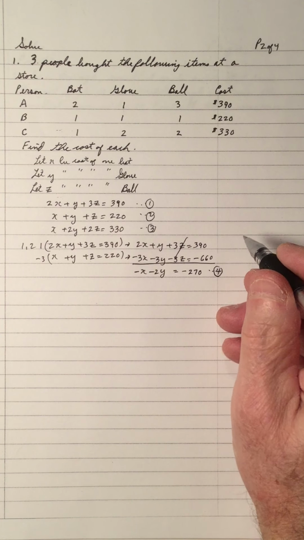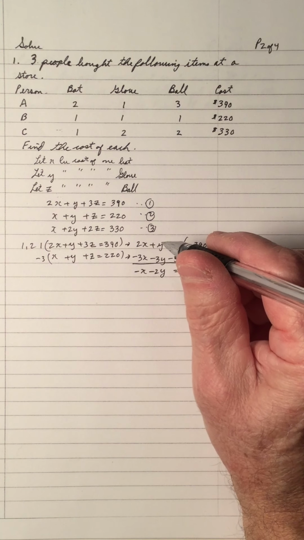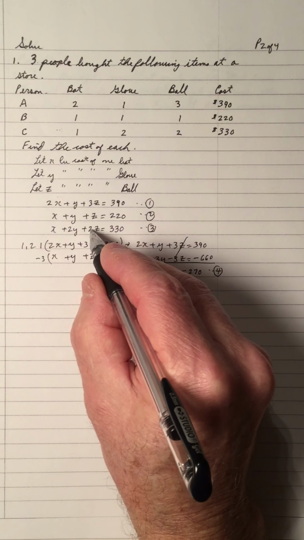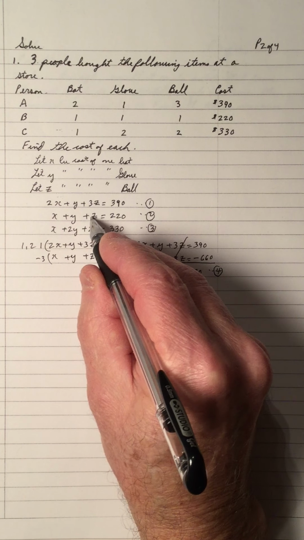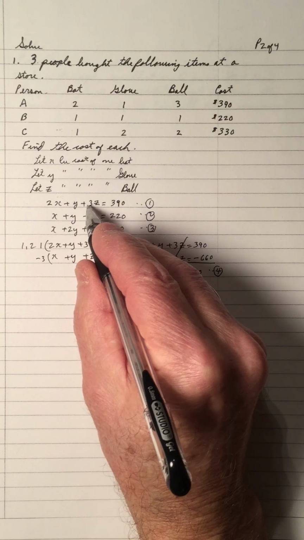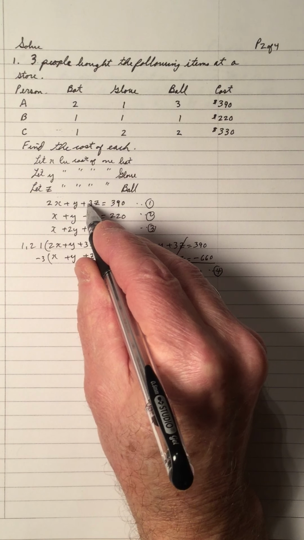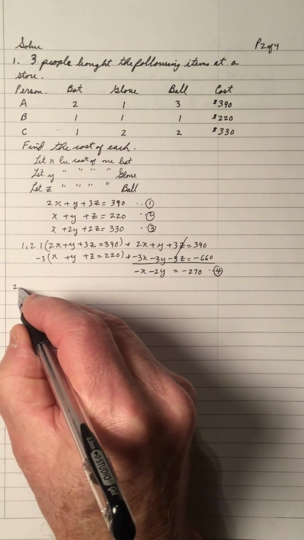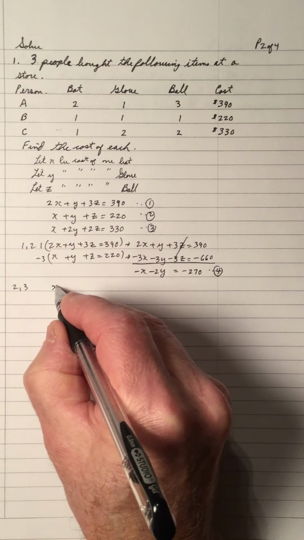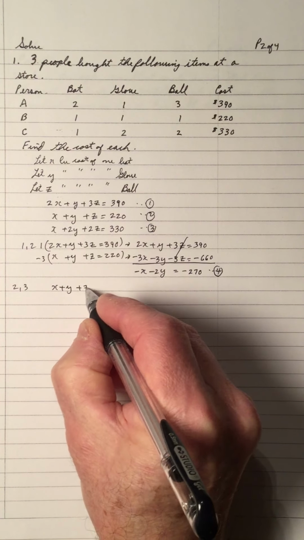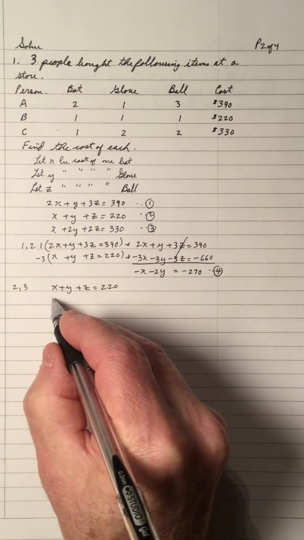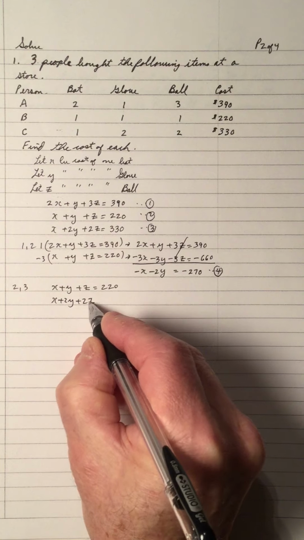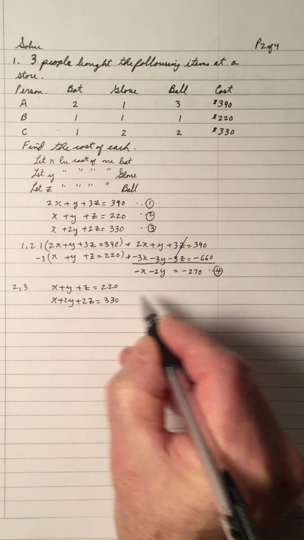Now, as in previous examples, we have to pick another pair of equations and eliminate Z again. So this time I'm going to pick, I got a 2 here, so I need a -2, the easiest is to do this one and this one. That means I'll multiply this one by -2, and this one by 1. So 2 and 3: write down number 2, x plus y plus z is 220. Write down number 3, x plus 2y plus 2z equals 330.